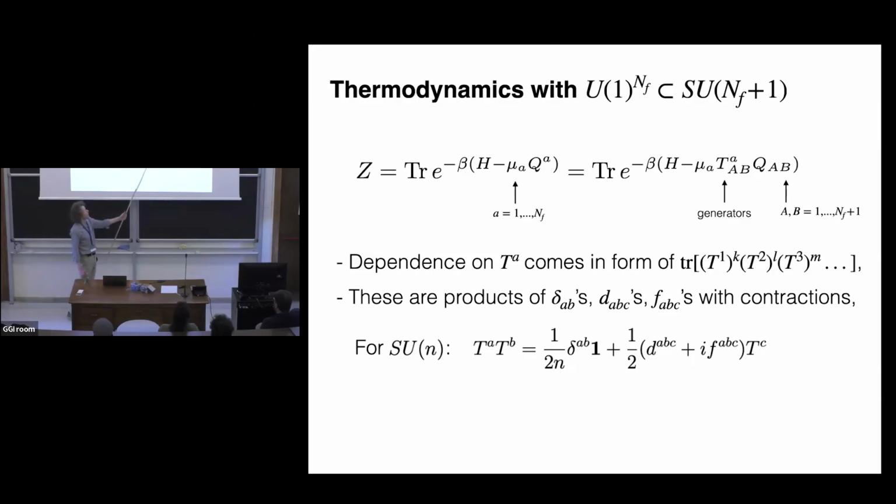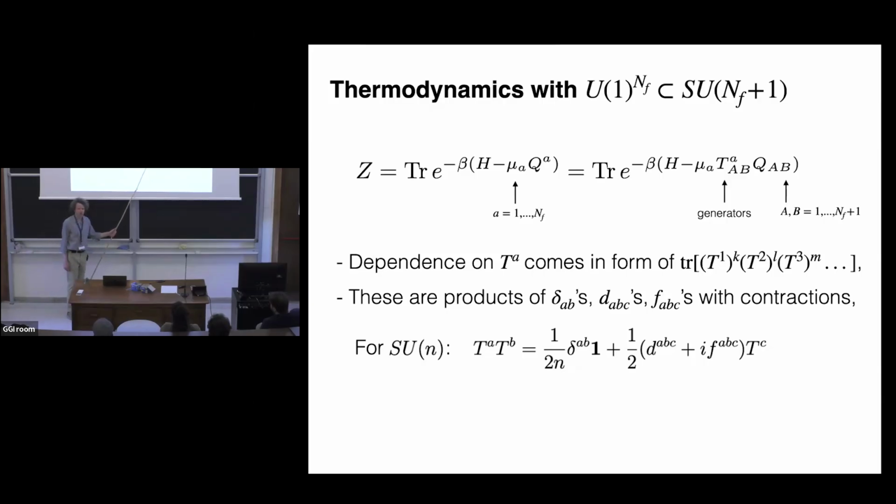So these generators are like normal matrices. And so what happens to these matrices to make it invariant? The partition function then has to become a combination of traces of all these generators. So little tr is the trace in the space of these matrices, and capital Tr is the trace in the Hilbert space of the theory. Now, these traces of generators are proportional to products of Kronecker deltas, d^{ABC} and f^{ABC}.